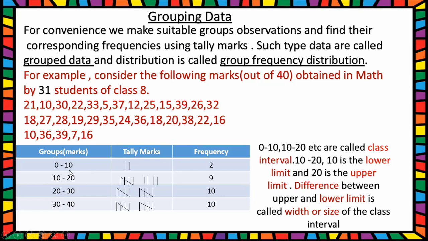So now we can check how many children got marks between 0 and 10. See here, 10 is not included. The first one is 5, then 7. So 2 children got marks between 0 and 10, so 2 is the frequency of the first group. The same way for 10 to 20, 5 plus 4, 9. 9 is the frequency of the second group. The next one is 10, so 10 is the frequency of 20 to 30. The next one is again 10, so 10 is the frequency of the fourth group. Hope you all understood.